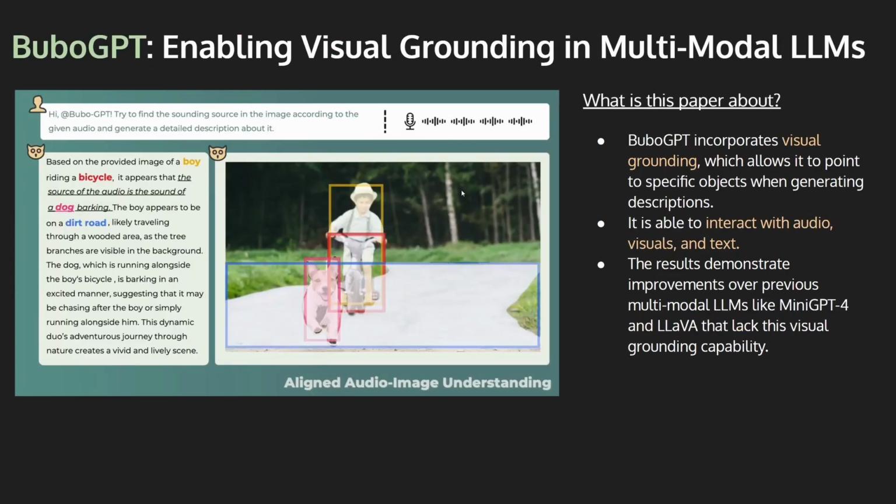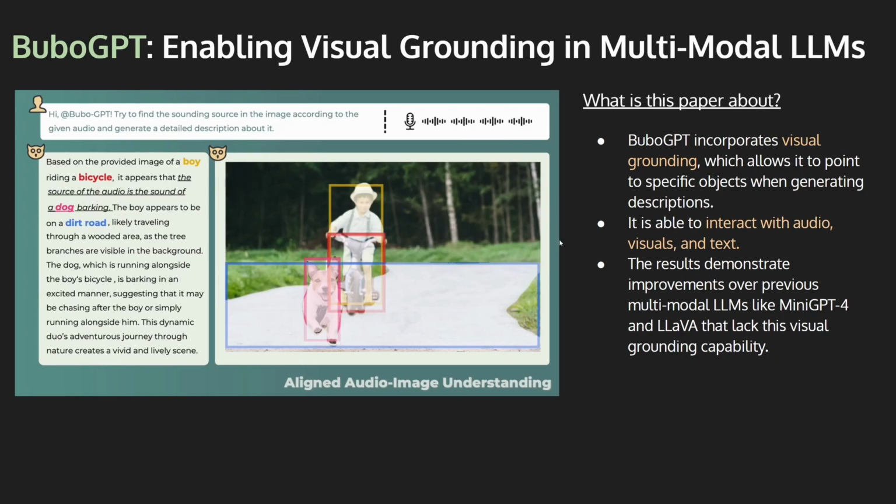Okay. And lastly, we have this paper called BuboGPT, I believe it's pronounced. And basically, it enables visual grounding in multi-modal large language models, right? So, recently we have seen a lot of papers on large vision language models. And this paper basically builds upon that.